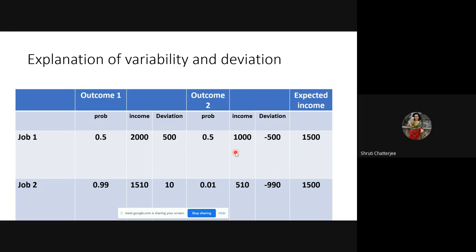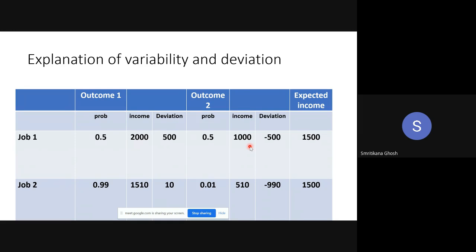Ma'am, can you please explain the deviation part once more? Yes. Deviation means what will be my minimum income and what will be my maximum income. That I am trying to find out. That means what is the range of the income where my income will vary. Here 2000 minus 1000, so it's 1000. So the range is 1000.